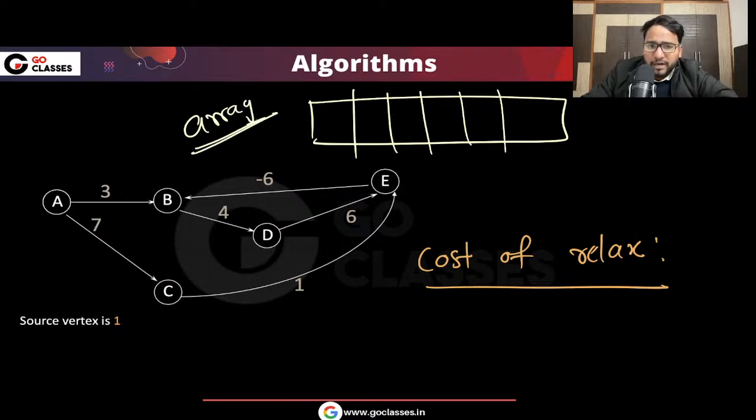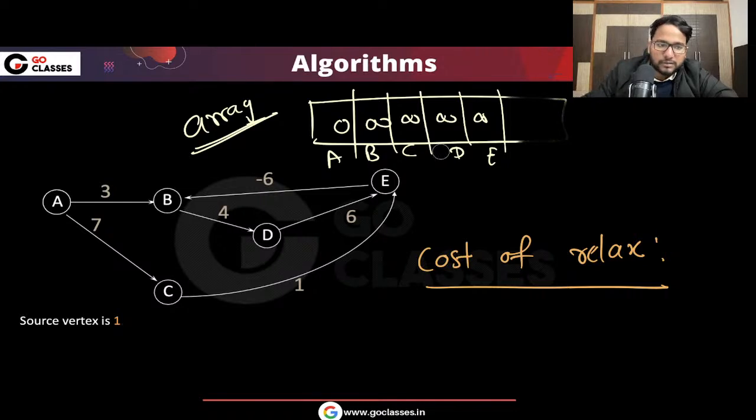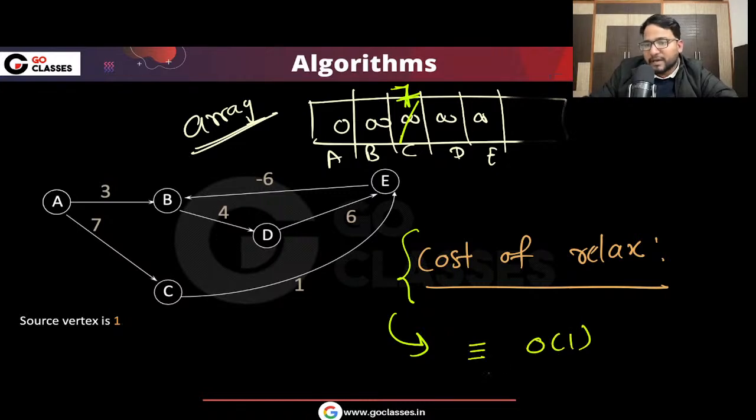Which means if you're relaxing A to C, let's suppose this is A, B, C, D, E, and so on. It is 0 initially, and then everyone else is infinity. Now let's suppose you are updating some edge cost, maybe this 7. Then you can directly update this. Basically, you do not need to maintain the heap. So here the relax cost is order of 1. I mean, it is the same as updating an entry in an array.